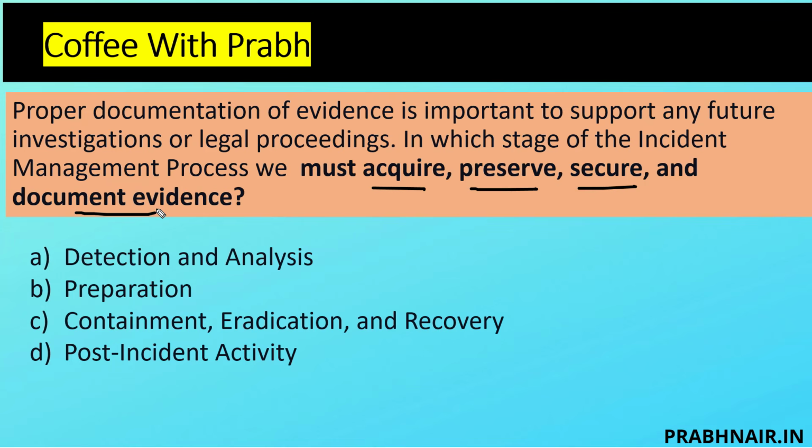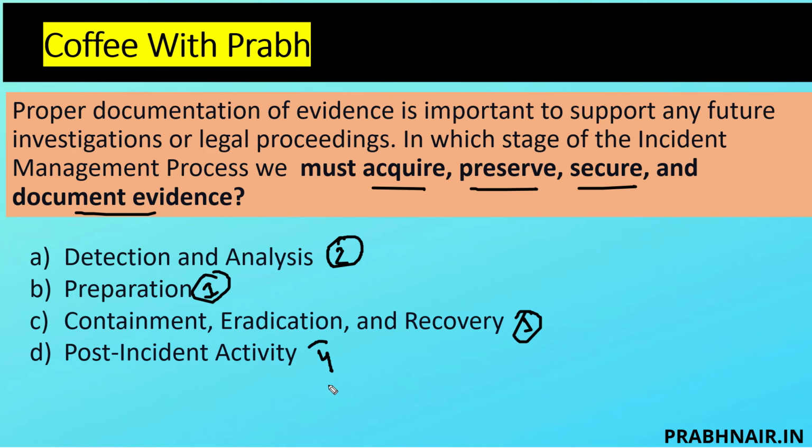From the CC exam perspective, it is very important for you to know, in each and every phase of the incident management process according to NIST, what activity happens. So the question is talking about proper documentation of evidence. In which stage do we acquire the evidence, preserve the evidence, secure the evidence, and document the evidence? Option A, detection. Option B, preparation. Option C, containment, eradication, and recovery. And option D is basically post-incident activity. If you go by the NIST incident management process, the first step is basically called preparation. The second step is called detection and analysis. The third step is called containment.